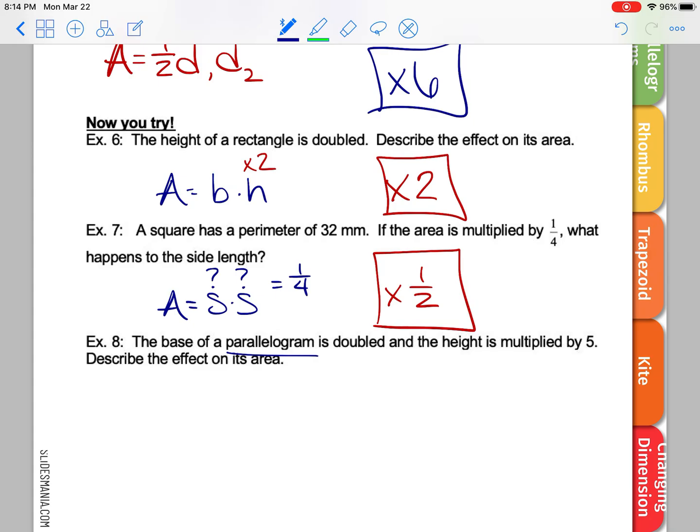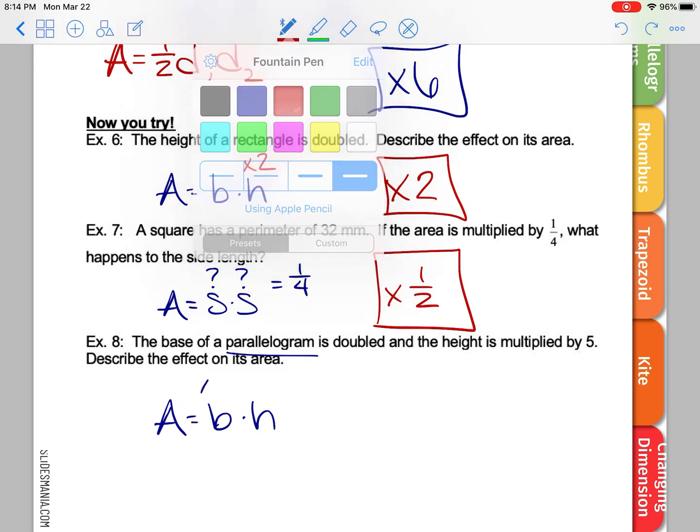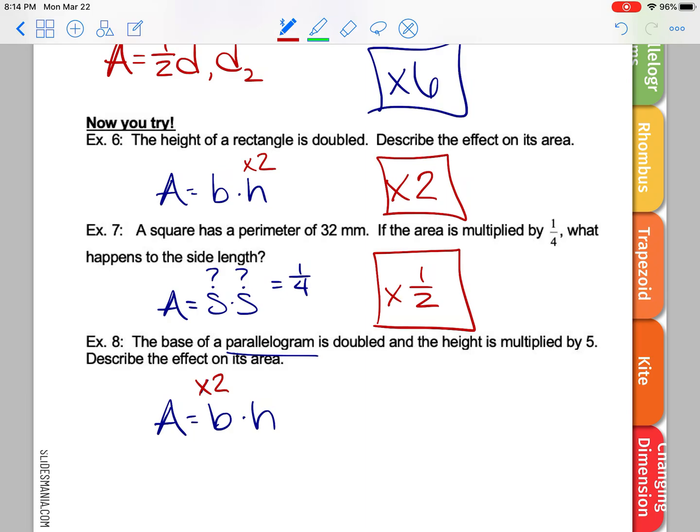And the last one here, parallelogram. So area equals base times height. They want us to double the base, and the height is multiplied by 5, and so if we multiply those, we would know we would get times 10, and so it would get 10 times bigger.